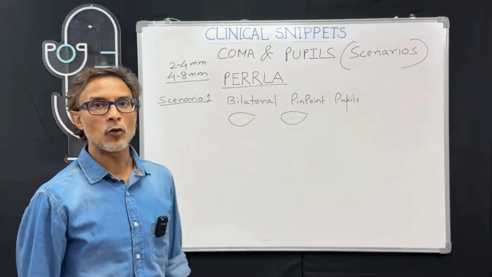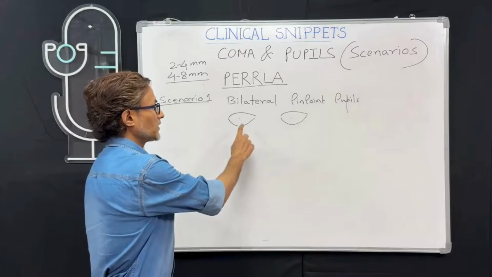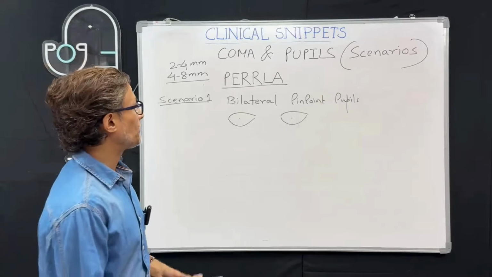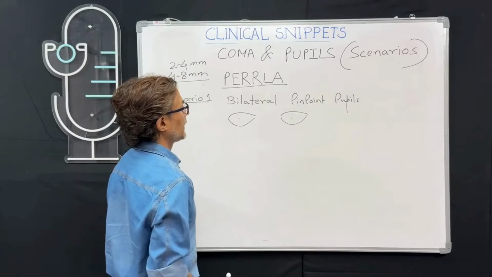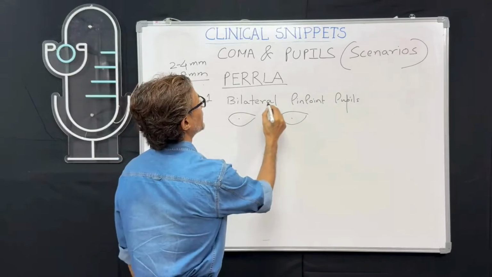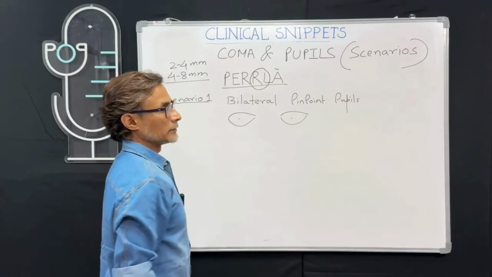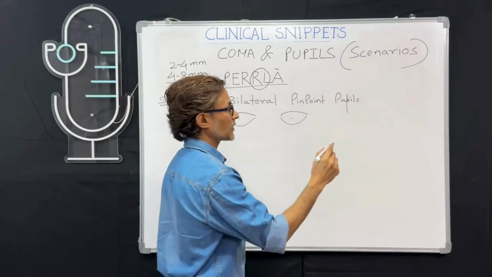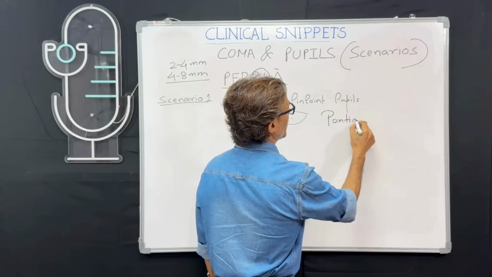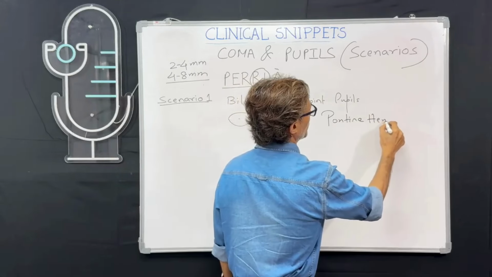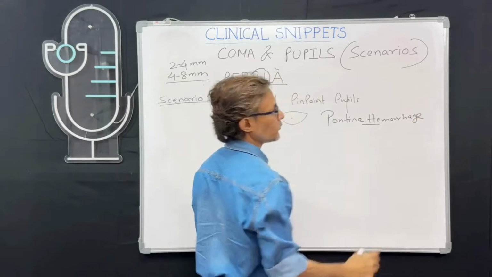The patient is in coma, and what is the first scenario? In a comatose patient, if we are getting bilateral pinpoint pupils, reacting to light, what are the conditions? The first we will have to rule out is pontine bleed, pontine hemorrhage. Pontine hemorrhage should be ruled out.